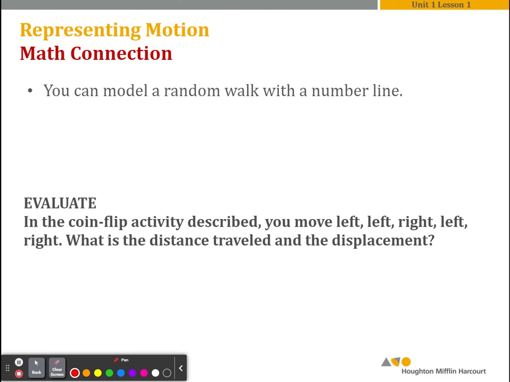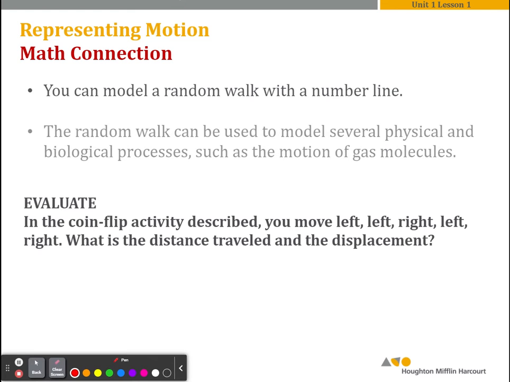If you stand at the origin and then you flip a coin and say, if the coin is heads, I'm going to move 1 meter right. And if the coin flip is tails, I'm going to move 1 meter left. Well, in this coin flip activity, if you move left, left, right, then that means you flipped tails, tails, heads. So you went 2 meters left, then 1 meter right.